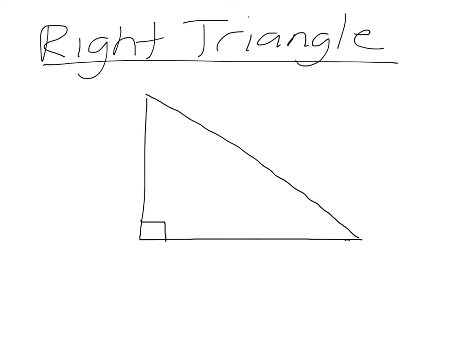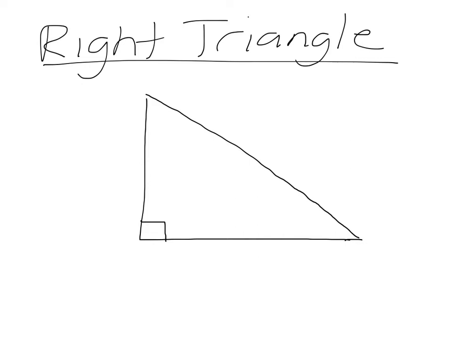Without that box, you don't know it's a right triangle. What do you know about right triangles? What's the biggest thing you know about right triangles? They have a 90-degree angle. A right triangle will always have a 90-degree angle. That's what the box tells us.